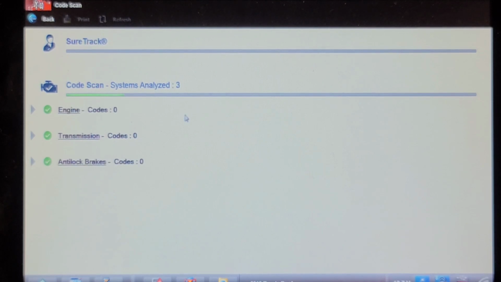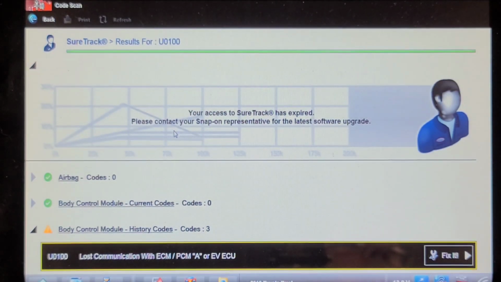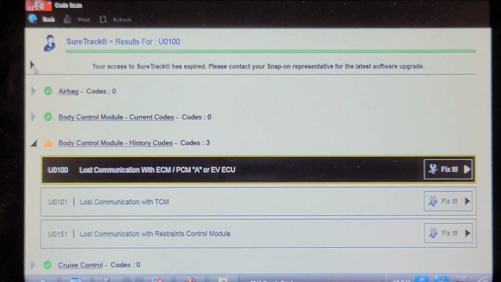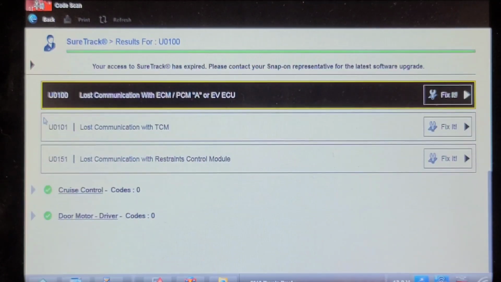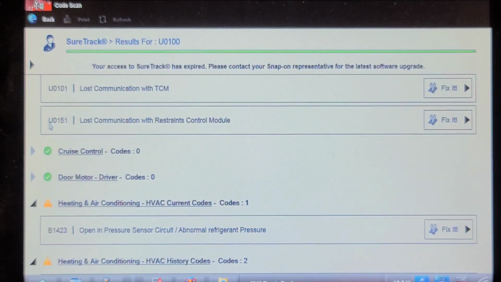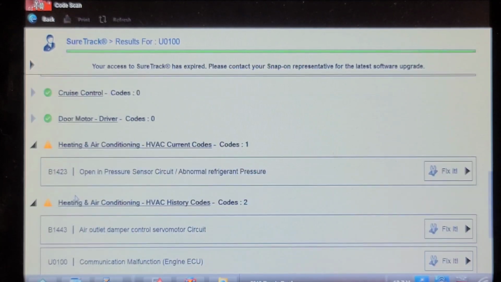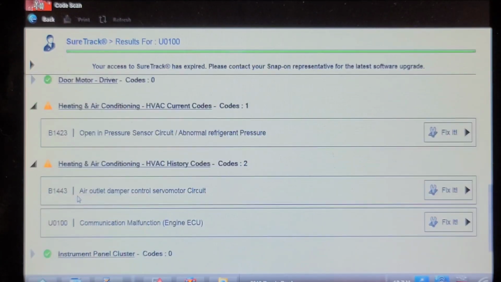Includes an engine, tranny, ABS, airbag, lost communication with ECM, PCM. Lost communication with the restraints control module. Okay, here we go. Open in pressure sensor circuit, abnormal refrigerant pressure. So it's either higher or lower, probably lower. Air outlet damper control servo motor circuit. Communication malfunction with the ECU.